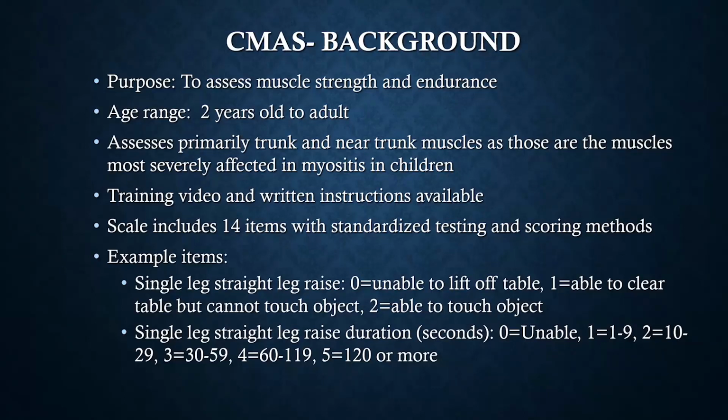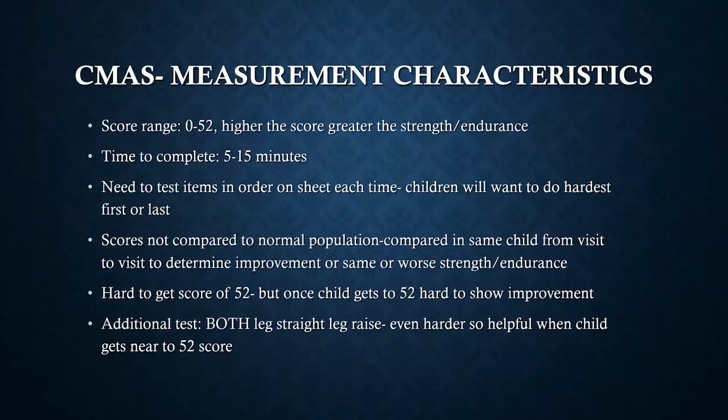So you can see a bigger score indicates more strength and endurance. We've set this up in such a way that even children who are profoundly weak to children who have normal strength can be evaluated on the scale. The range of score on the CMAS is 0 to 52, with the higher score meaning you've got better strength and endurance, and it takes about 5 to 15 minutes to complete, depending on how strong the kid is. The stronger kids take longer because they do more of the timed test.